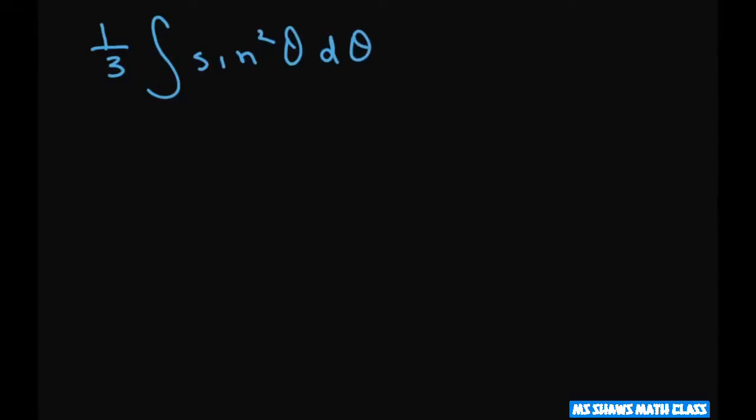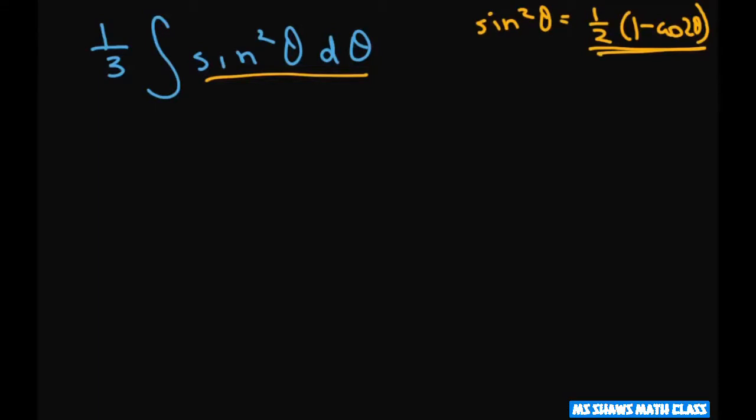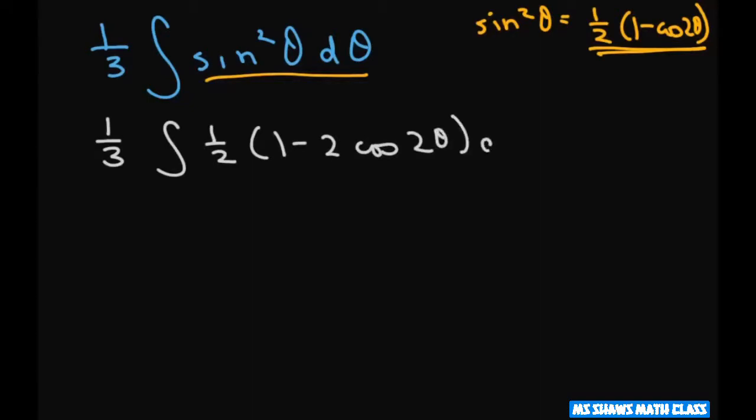Now, anytime you have this with the trig functions, we want to use our half angle formula. So we want to let sine squared theta equal 1/2 times 1 minus cosine 2 theta, and that's going to make it easier to integrate. If we substitute that, we get 1/3 integral of 1/2 times 1 minus cosine 2 theta d theta. Now pull out the 1/2, so that's going to be 1/6. And let's go ahead and integrate this.